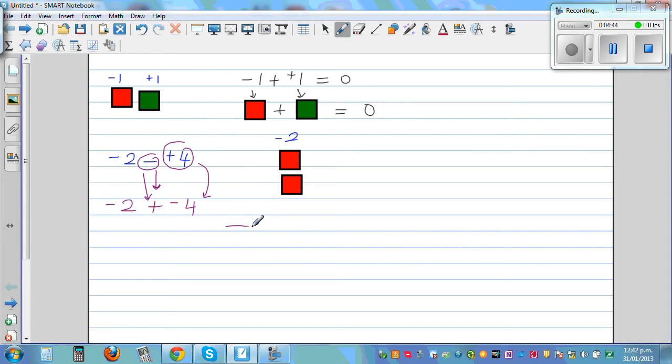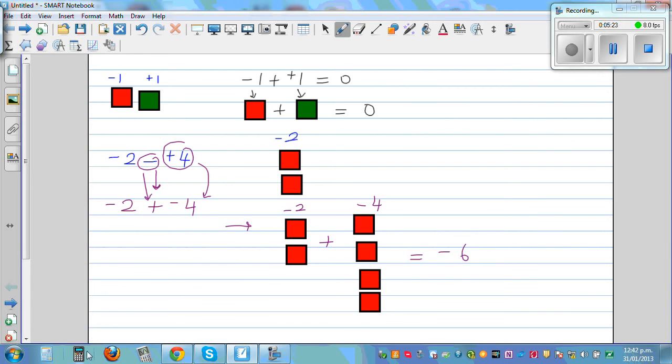If you want to show this in a diagram, this is -2 plus -4. You have 1, 2, 3, 4 more negative tiles. This is negative 4. This is what it means: negative 2 plus negative 4. That is negative 6. You have 6 red tiles, which stands for negative 6.